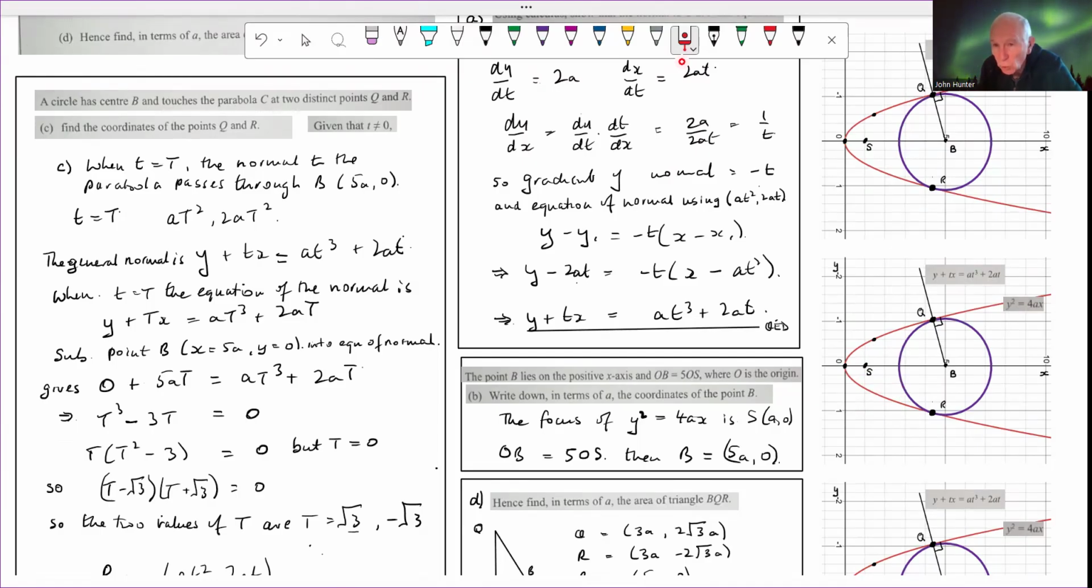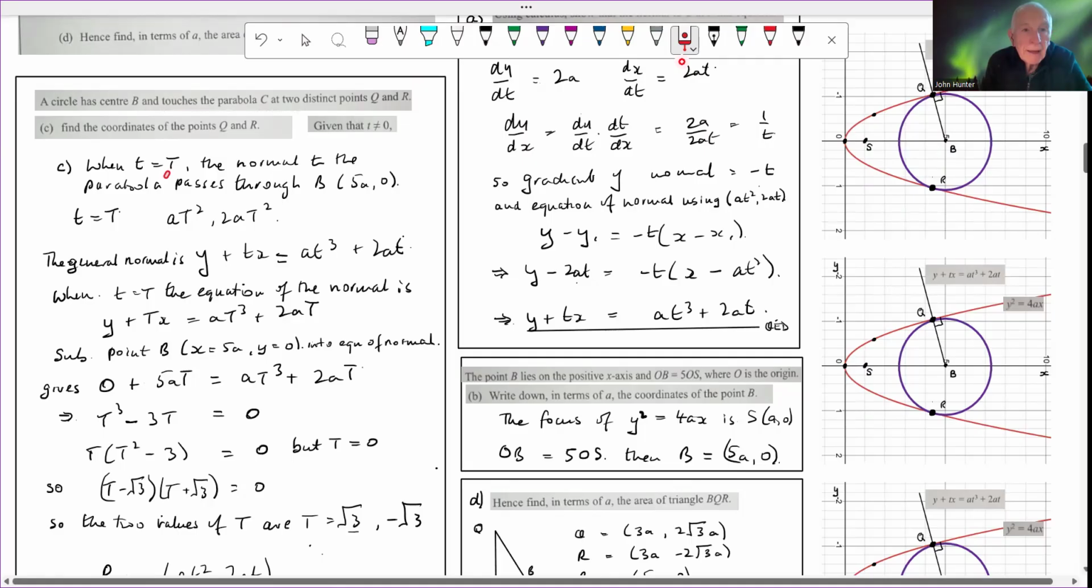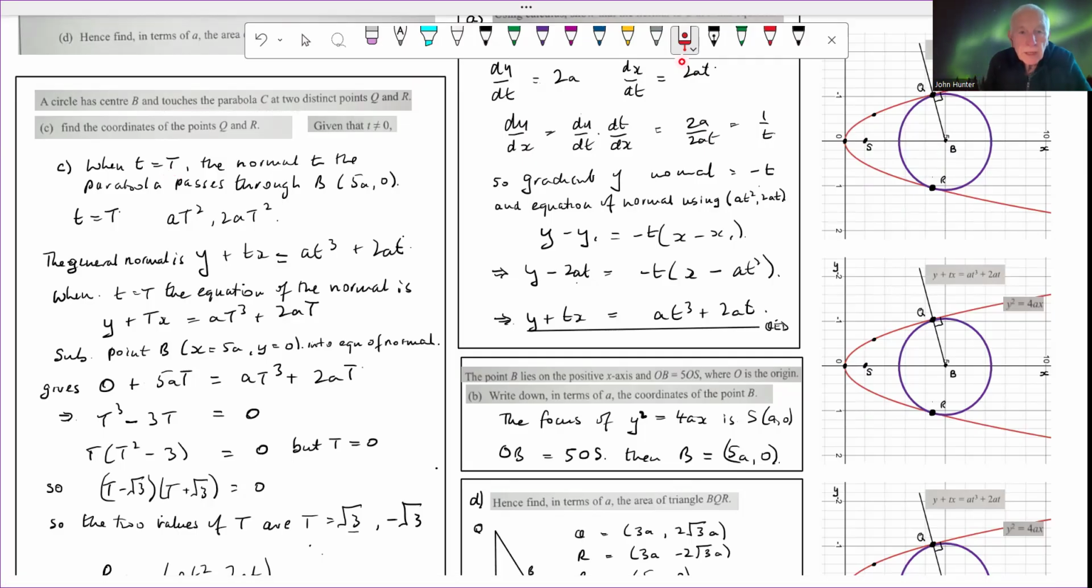When it gets to this point Q, then this normal will actually pass through this point, which we have just calculated, 5a, 0. So we could just use small t, but I've found it clearer to say, well, look, there is a specific value of t. T is usually a time parameter, isn't it? So a specific point in time, you might say, big T. And at that point, the normal to the parabola passes through this point, 5a, 0.